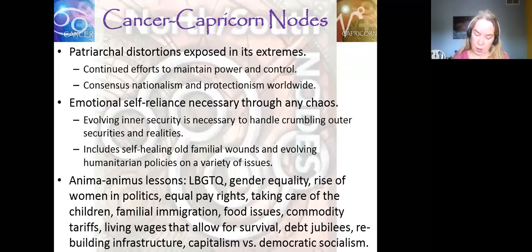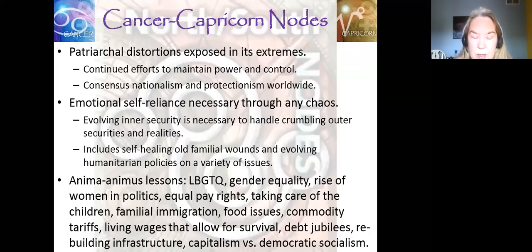So here is where we have to evolve that inner security, North Node in Cancer, to handle all of the crumbling outer securities and outer realities, whatever the details are in our world. This will also include, with this nodal axis transit, healing all kinds of old familial wounds, like the one I just shared from my life.